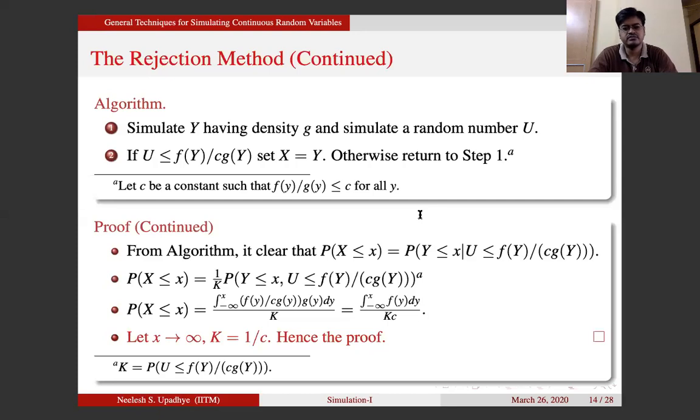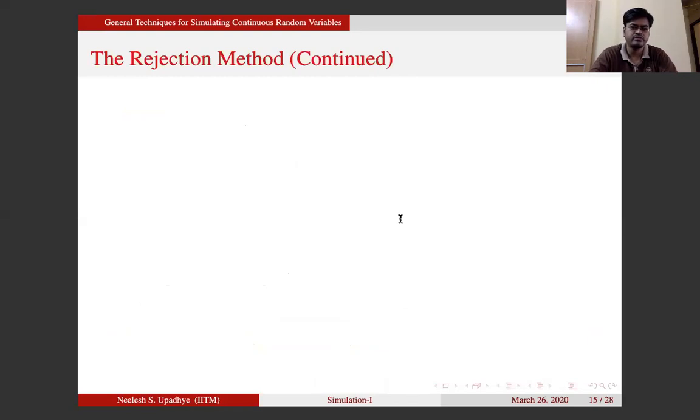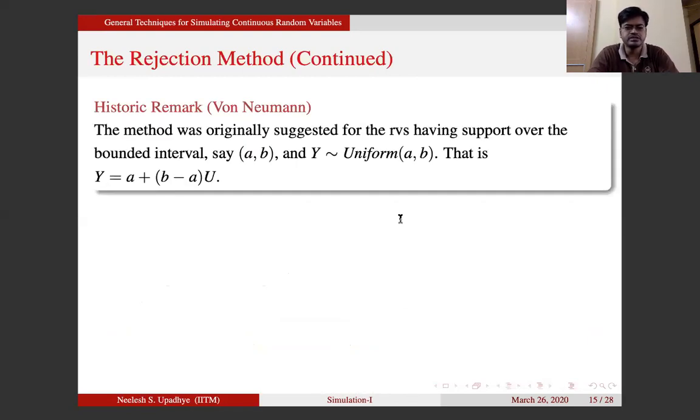This method has some significance which we will demonstrate through the following remarks. For example, this method was originally designed for random variables having support in a bounded interval. In such cases, the distribution chosen for Y was uniform(a, b). As we know, uniform(a, b) can be generated using a simple linear transformation, that is Y = a + (b - a)U. Therefore, we can simulate this random variable.